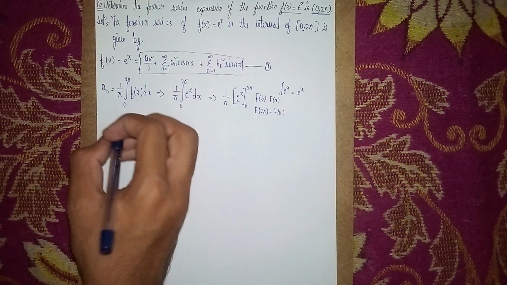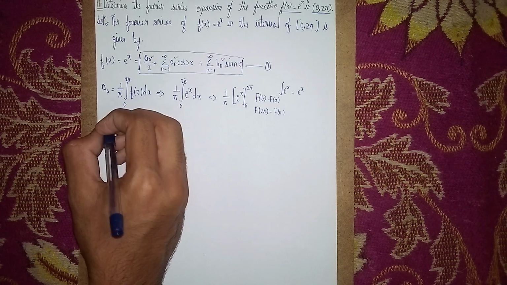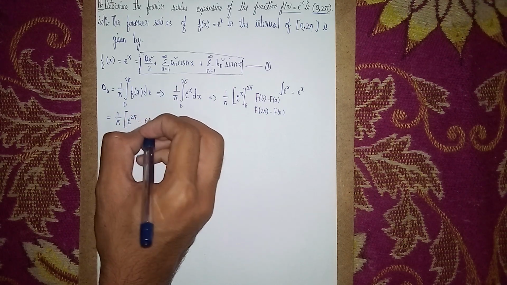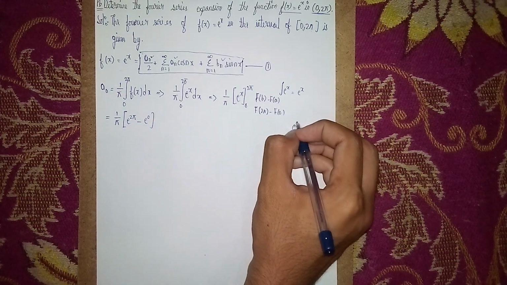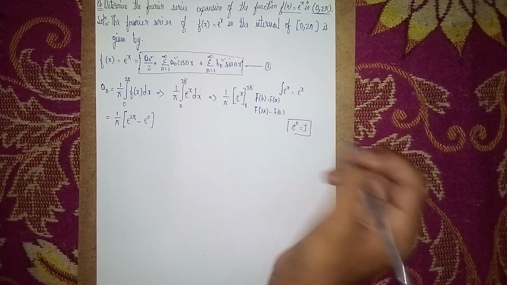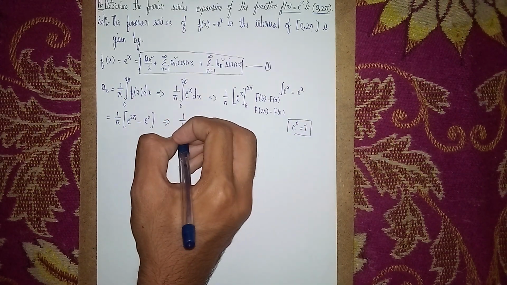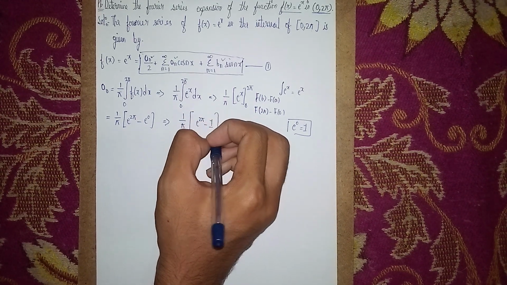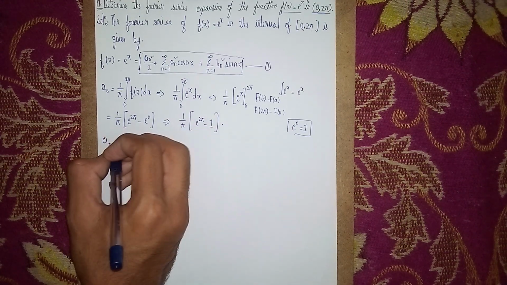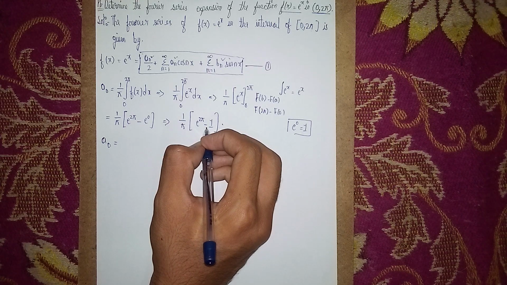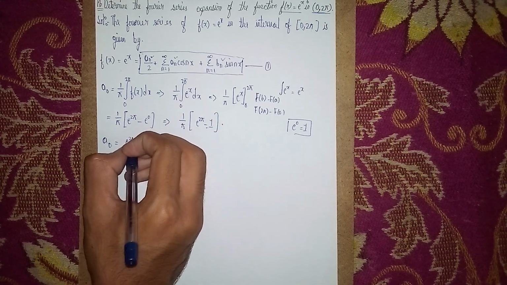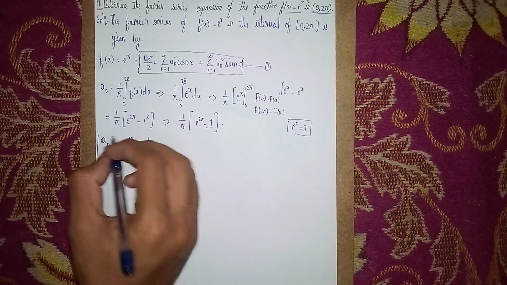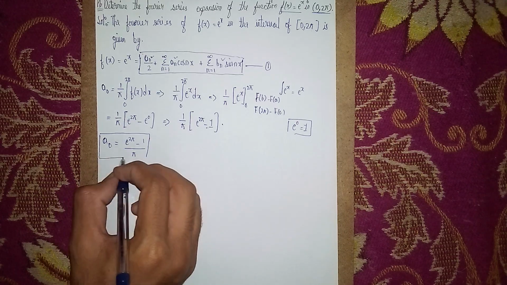Now substitute here. It becomes 1 by pi, e power 2 pi minus e power 0. Always remember e power 0 is equal to 1. So it becomes 1 by pi under bracket e power 2 pi minus 1. Then we send this pi to the other side, where it comes in the denominator. So a naught is equal to e power 2 pi minus 1 by pi. We completed our first step, we found a naught.